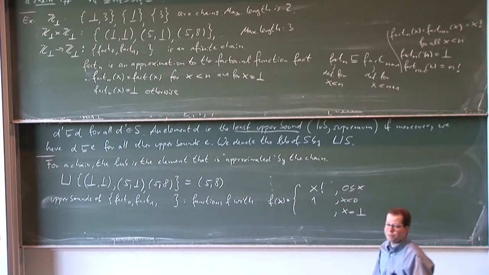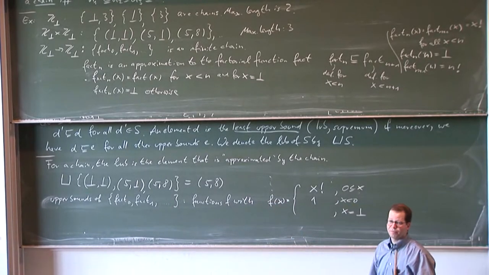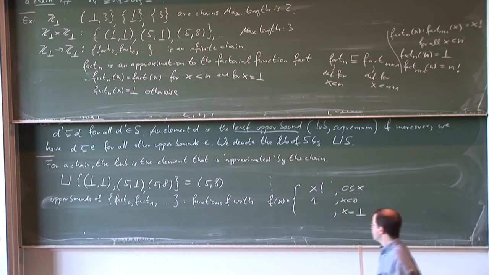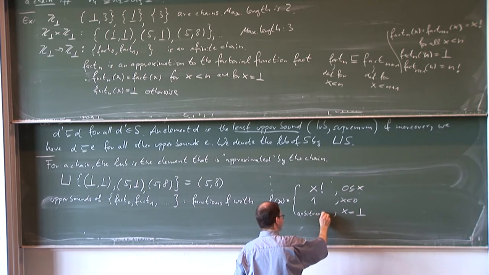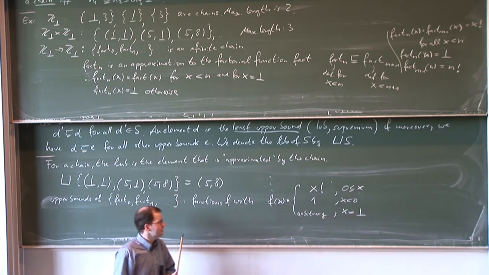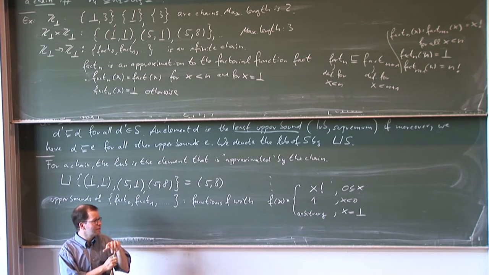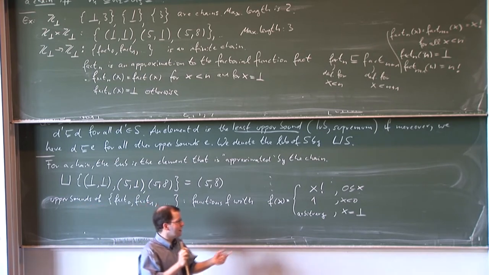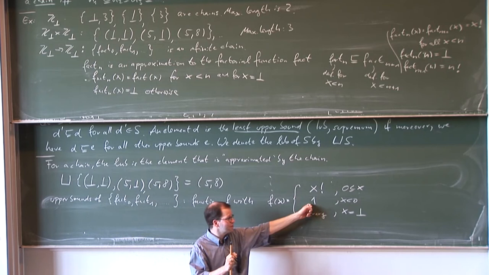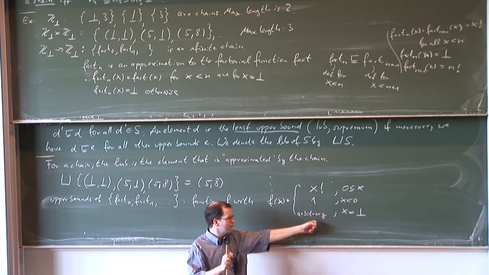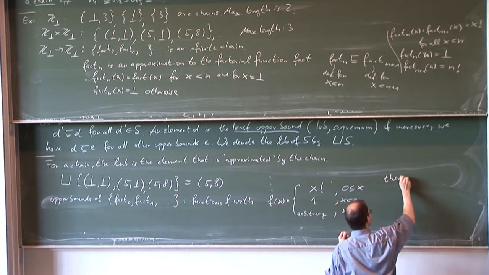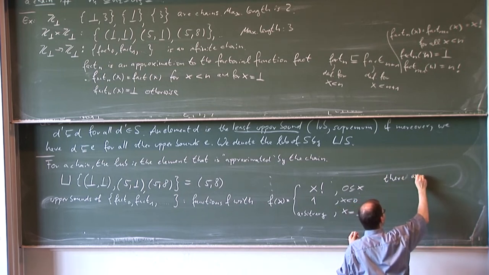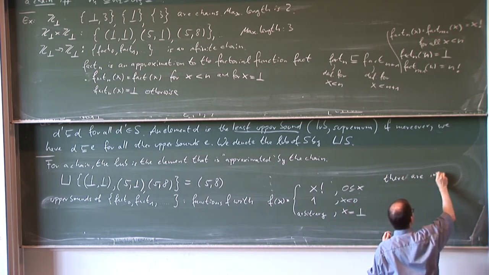Now, if we just look for an arbitrary upper bound, we can use anything here. Everything is bigger than bottom. So here, the value is completely arbitrary, which means that this chain has many upper bounds. All these upper bounds are identical for the integers. For the integers, they compute the factorial. For the undefined value, they can compute anything. So there are infinitely many upper bounds here.